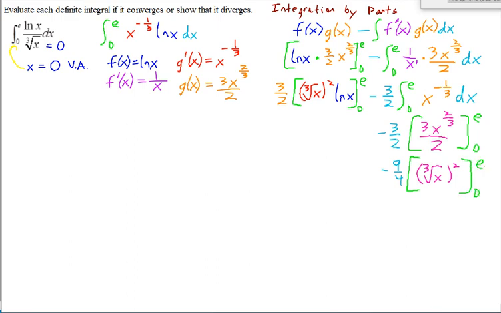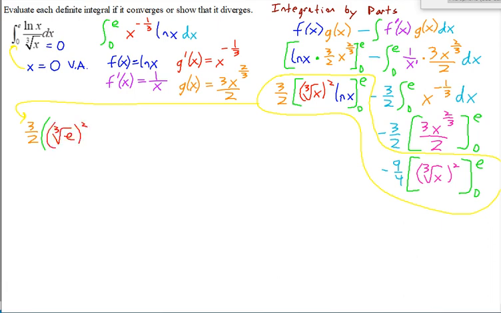All right, so let's take what we've got here. I'll circle it here for now. We've got this, and go ahead and substitute in. So far, it's been like a pretty normal integration by parts problem. But here's where it gets a little weird. So we've got 3/2 on the outside. And then we substitute in the upper limit of e. So that'd be cube root of e squared times the natural log of e.